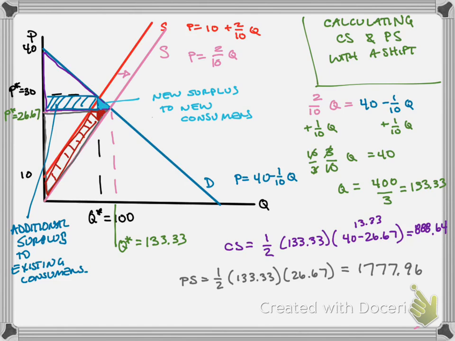And so when we see shifts, we see added surplus coming, both surplus to new consumers, those that enter the market with a different price, as well as old consumers and old producers that now get a higher surplus as a result.